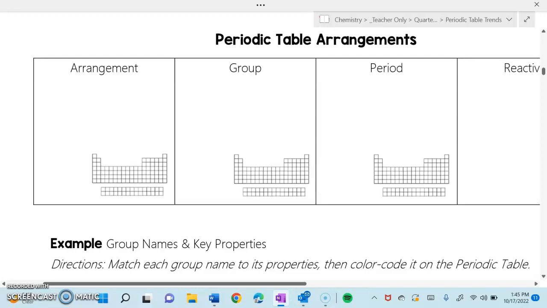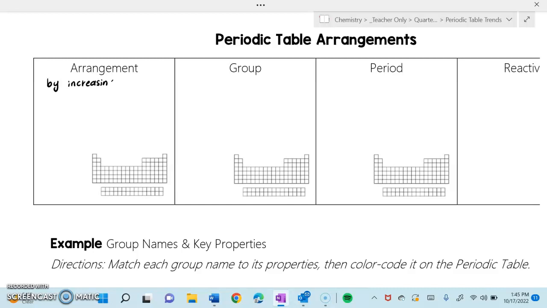The periodic table is arranged by increasing atomic number. And if you remember, the atomic number relates to the number of protons in each element. And this arrangement is credited to Henry Moseley, a scientist who organized his elements by protons, or the atomic number. But he is not considered the father of the periodic table. That's a different scientist named Dmitri Mendeleev.